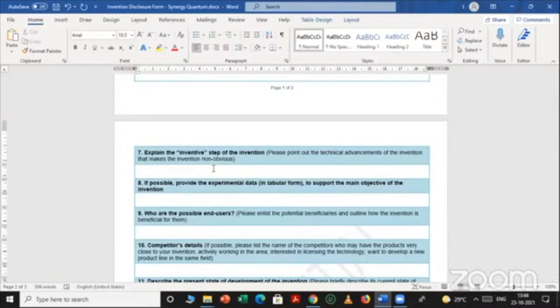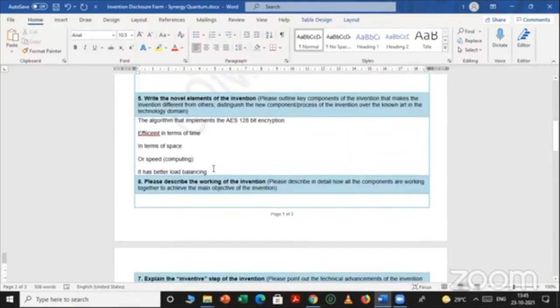So what does this inventive step mean? As you can see, it is written in the bracket: you have to point out the technical advancement of the invention that makes the invention non-obvious. Okay, so to describe this, I'll take a hypothetical example. What is non-obviousness? Your invention should include an inventive step, that is what makes it different.